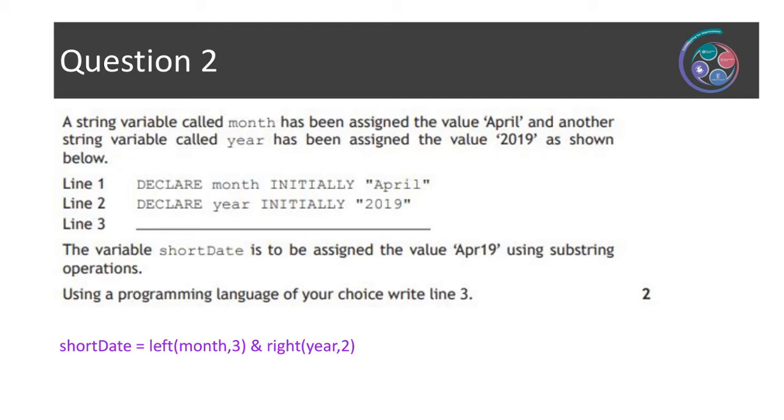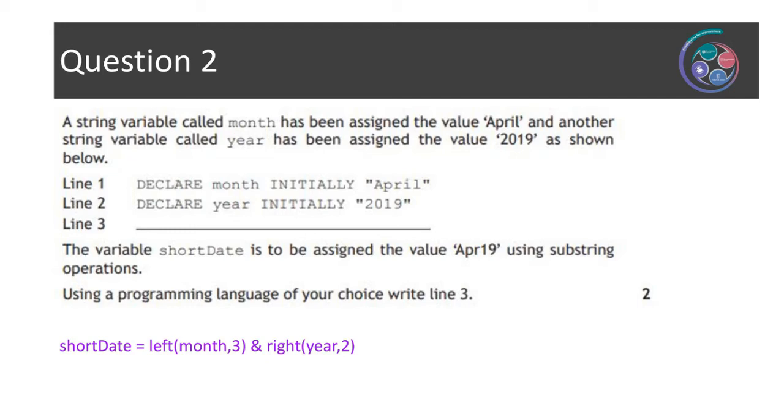So you're getting 1 mark for assigning the right information to short date, and the second mark for taking that information that is right and concatenating it. So that's joining 2 strings together. So I'll explain how each of those 2 stages work. So I've got short date equals, so that is the assignment to short date, which is what the question is asking us to do.